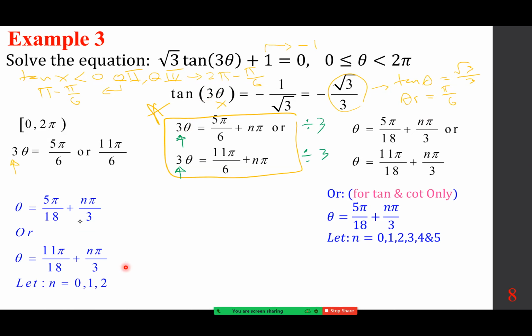So now if you plug in 0, just as an example, we're going to do this one. If you plug in 0, that gives us 5 pi over 18. If we plug in 1, it gives us 5 pi over 18 plus pi over 3.